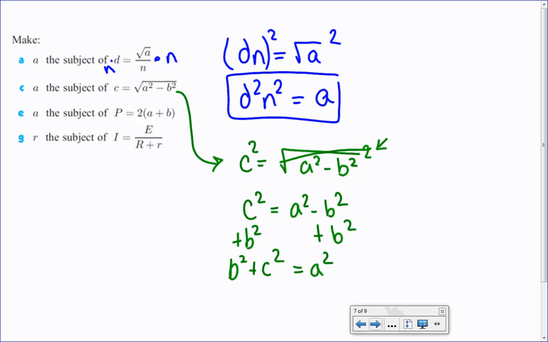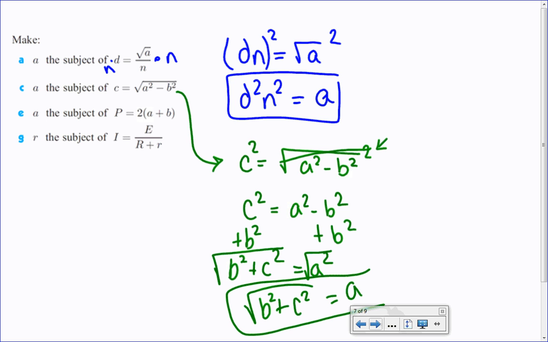And then, yeah, we just want a, so we'll have to square root both sides because we don't want a squared, we want just a. Yeah. So we'll have the square root of b squared plus c squared is equal to a. Okay, so that's that one.